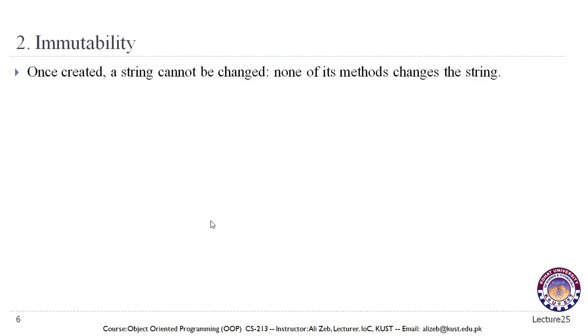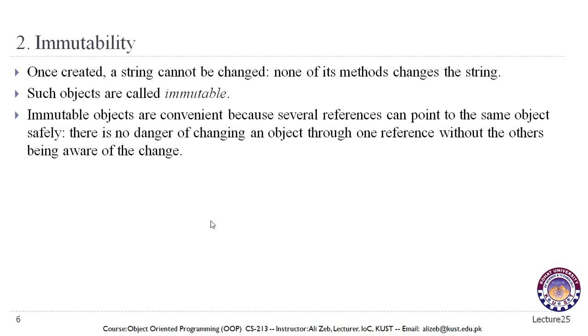Immutability. Strings are immutable. Once created, a string cannot be changed. None of its methods changes the string. We will see this in our examples as well, that we cannot change the string once it has been created. Such objects are called immutable. Immutable objects are convenient because several references can point to the same object safely. There is no danger of changing an object through one reference without the others being aware of the change. So immutability has its own advantages.